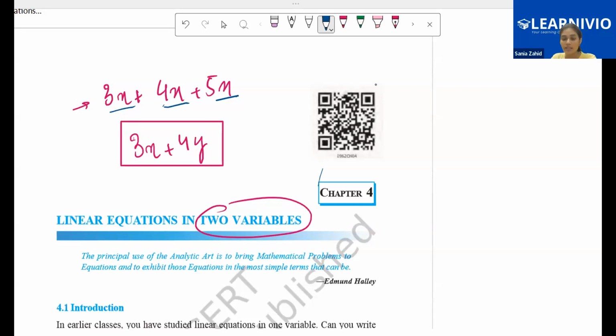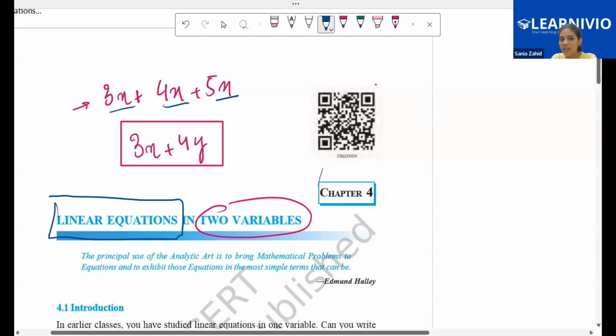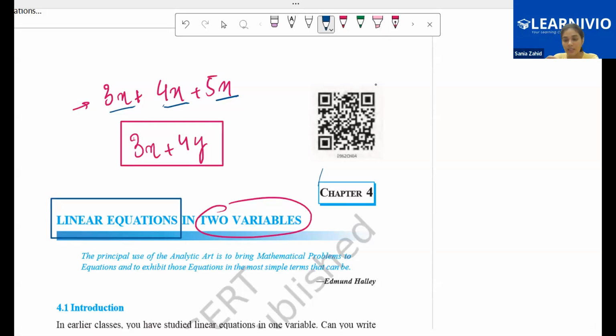Now, one more thing. I explained to you the meaning of two variables. Now, what is the meaning of linear? Why am I writing linear over here? Just writing an equation was also fine. Why am I writing linear? See, linear means when the highest degree of your variable is 1.